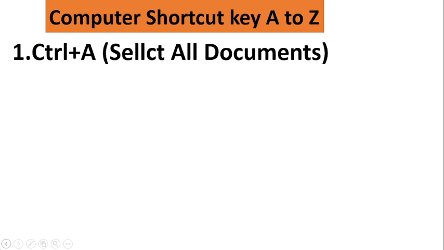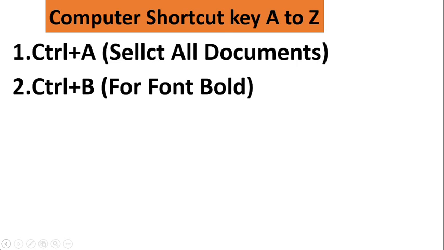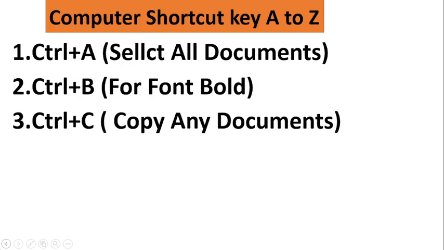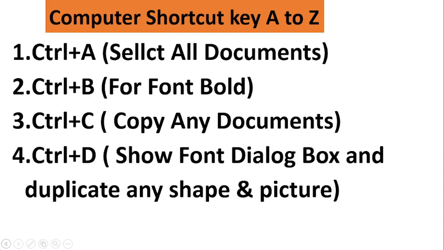Let's go! Control plus A is select all documents. Control plus B is for font bold. Control plus C is copy any documents. Control plus D is show font dialog box and duplicate any shape and picture.